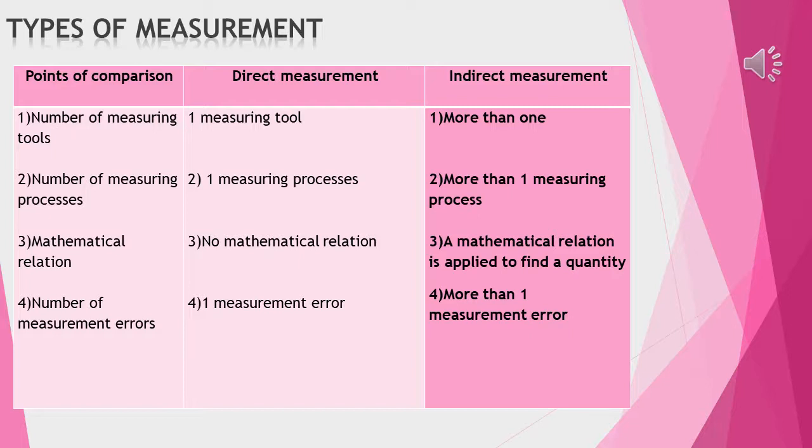So the conclusion of direct and indirect. Direct, everything is just one. Indirect, more than one.